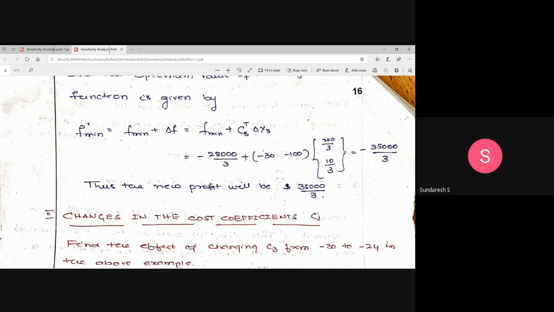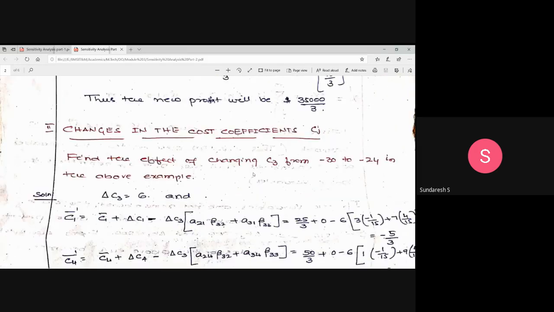Now, we discussed the effect of one parameter change on the optimum solution. The second parameter change we will discuss now is changes in the cost coefficients Cj. These are the cost coefficients in the last row, minus f. If we change the cost coefficient of any one of the variables, how will the change in this parameter affect the optimal solution? That is the important thing we will discuss now.